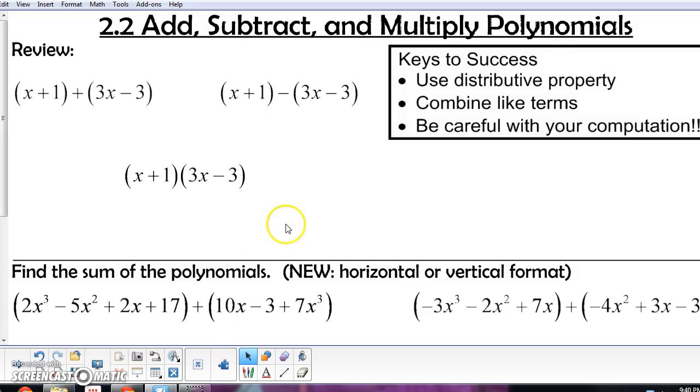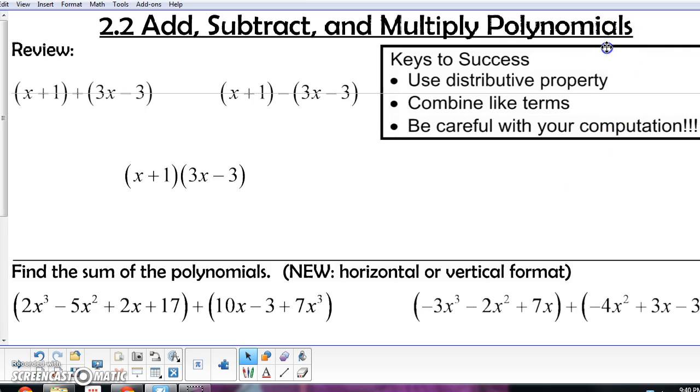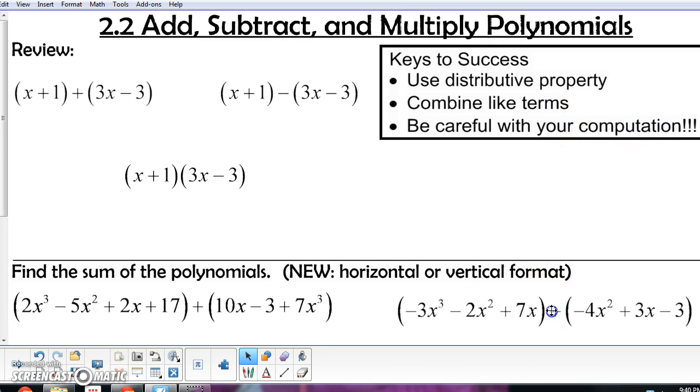Hello students, working with lesson 2.2, adding, subtracting, and multiplying polynomials. As we do this, a couple of keys to our success today is we need to use the distributive property. We need to combine like terms where applicable and be very careful with your computation, meaning careful with addition and subtraction, multiplication, things that should be very basic to us.